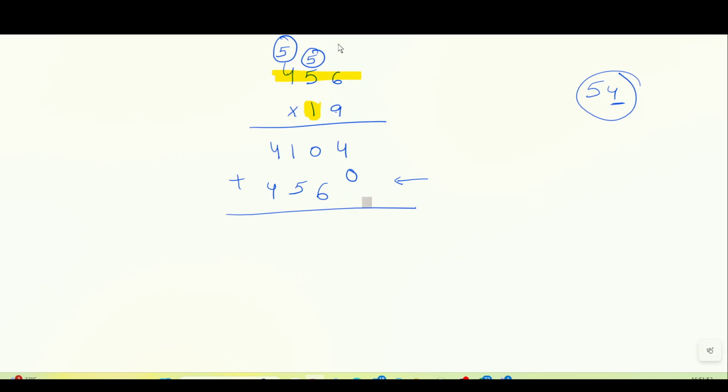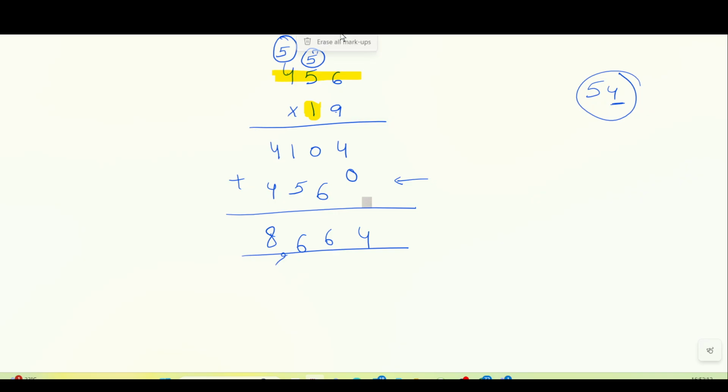So now we add them. 4 plus 0 is 4, 6 plus 0 is 6, 5 plus 1 is 6, 4 plus 4 is 8. And that's our answer, 8664. Make sure you put a comma so that there is no confusion.